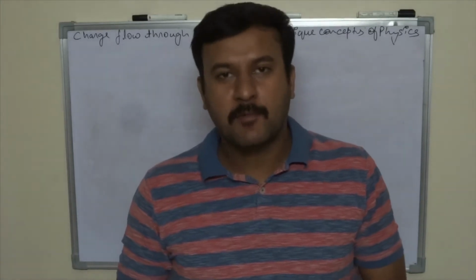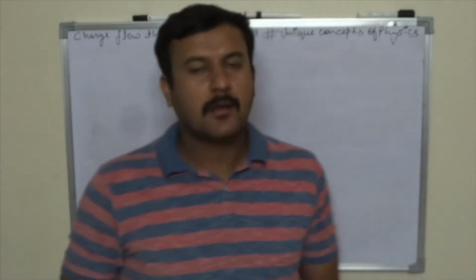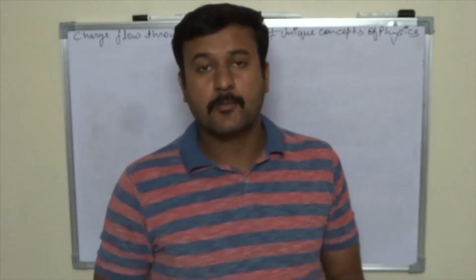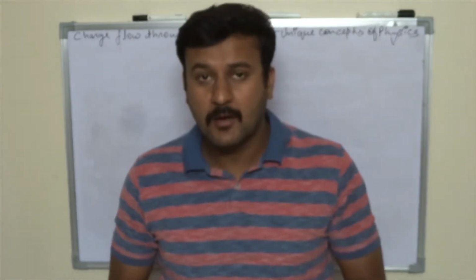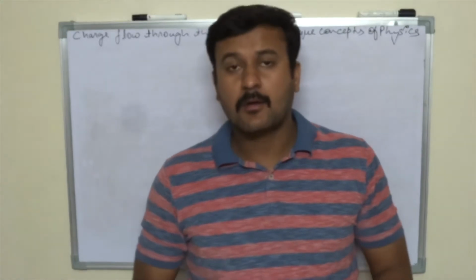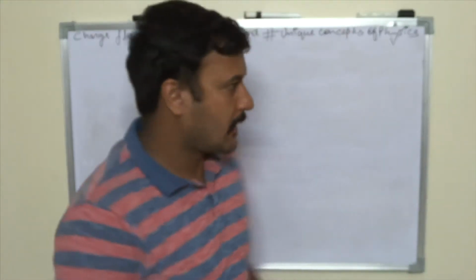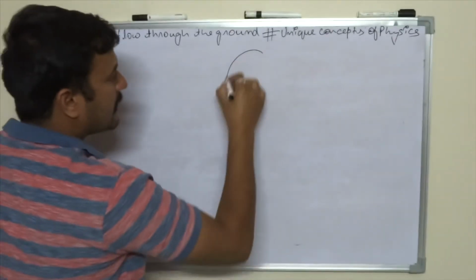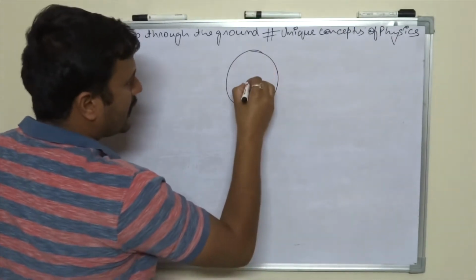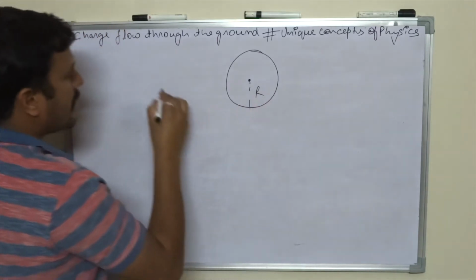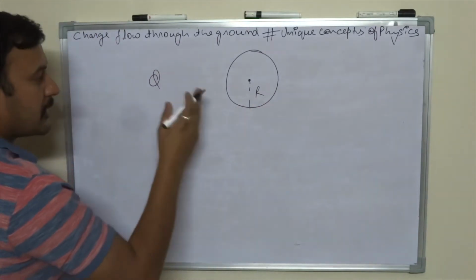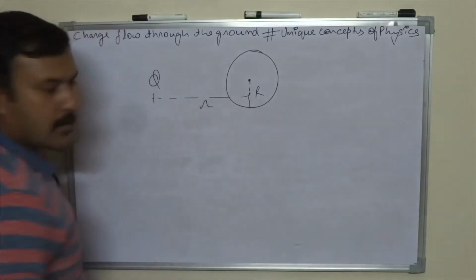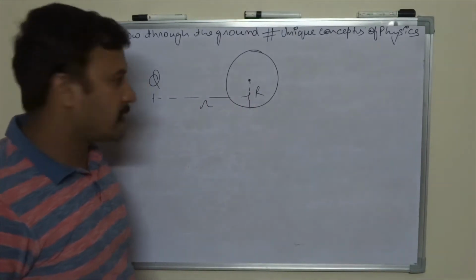Another unique concept of physics. Today I'll demonstrate how charge flows from ground when we ground a conductor or a metallic body. For that, let us consider a metallic sphere whose radius is R, and a charge q is placed outside the sphere at some distance, small r, from the center of the sphere.